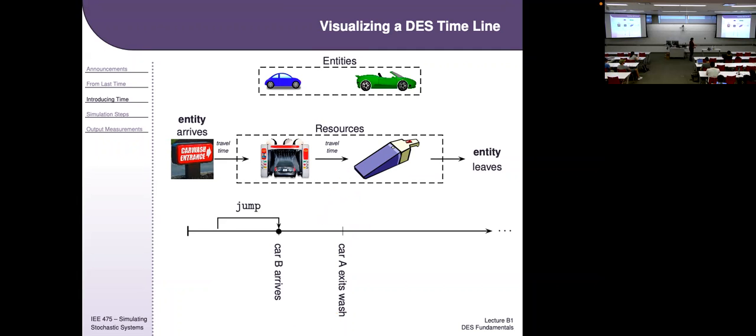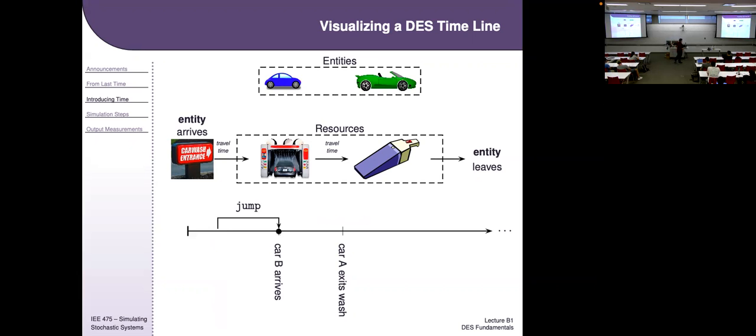And then we have to ask, is there anything else that we know is going to happen? And we don't. All we know here is that car A has started to use a resource. If it gave up a resource, then we know that something else could start using it. But at this point, there's nothing else we can schedule.